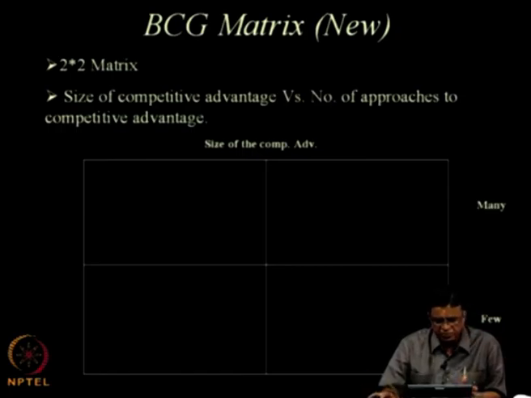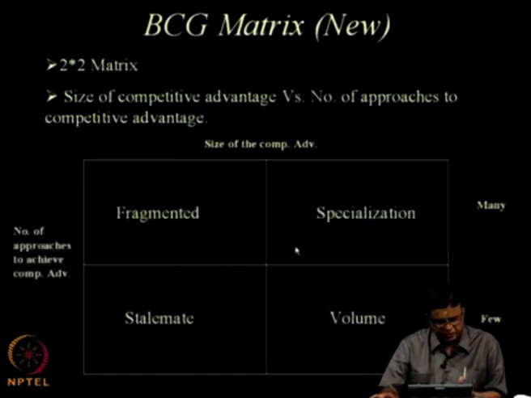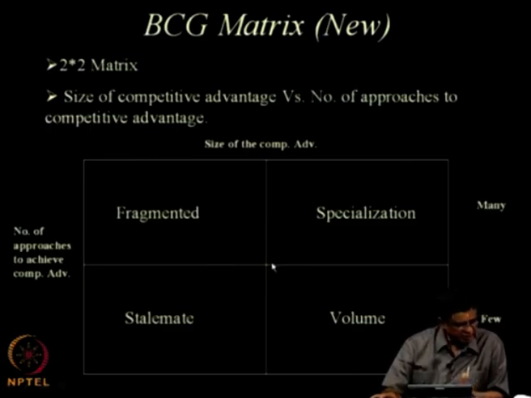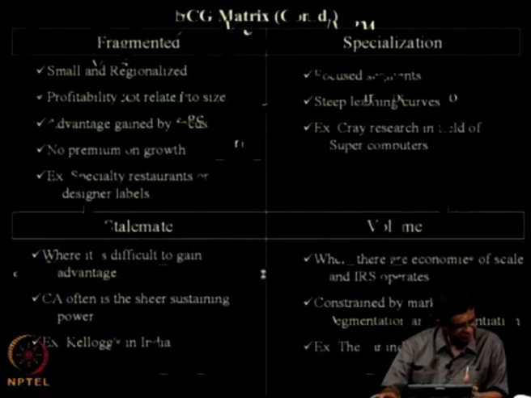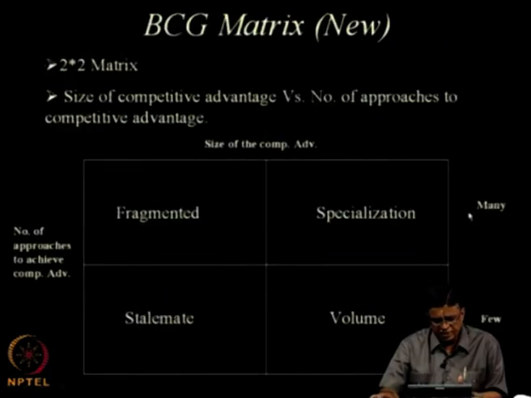So, again it is a 2 by 2 matrix. So, what does it give? It looks at the competitive advantage, that is the size of the competitive advantage, and the number of approaches to achieve that competitive advantage. So, if you really see in this, the 4 quadrants are: one is specialization, second fragmented, third is stalemate, fourth is volume. So, suppose the number of approaches to achieve competitive advantages can go from few to many. So, this could be the size of the advantage.